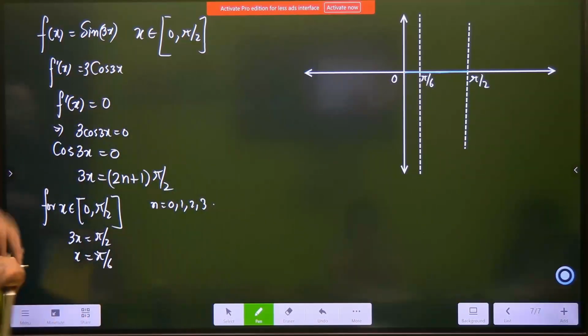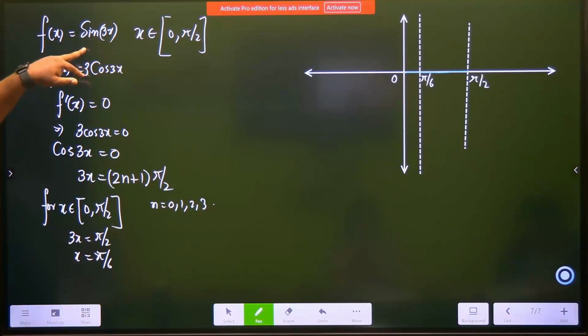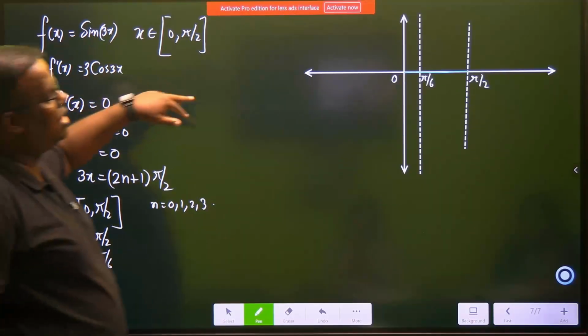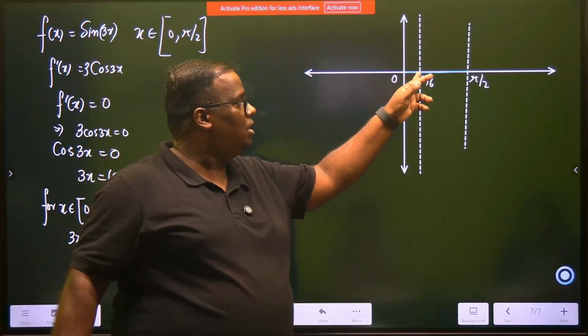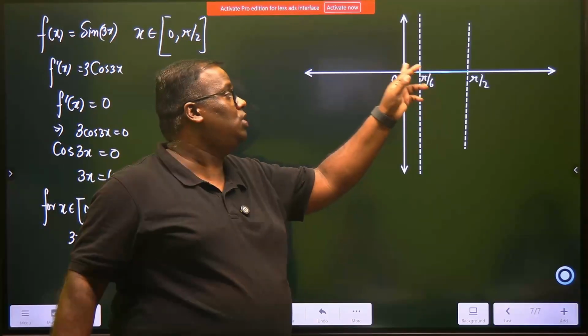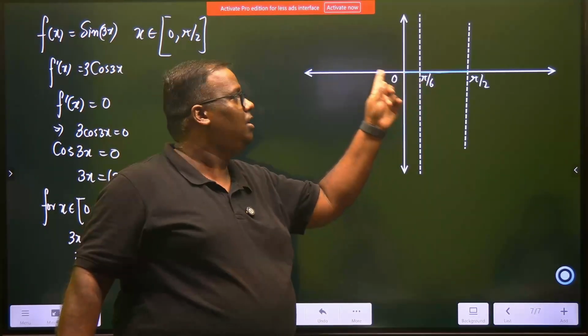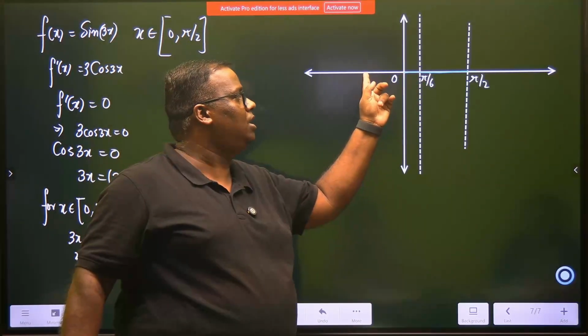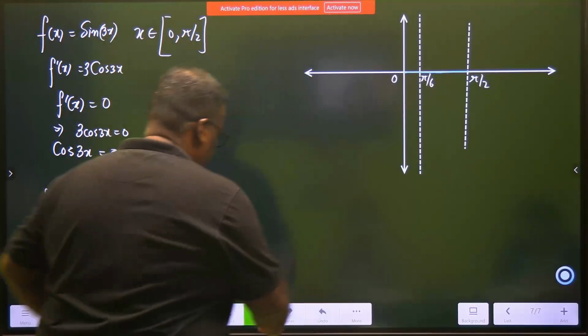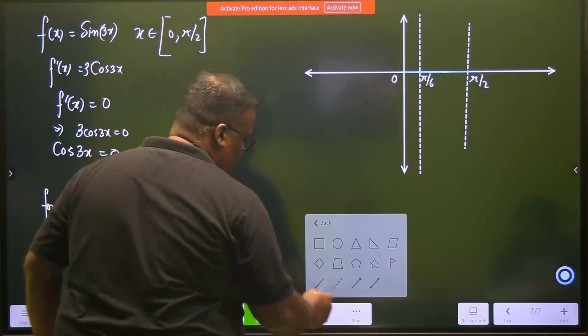Alright children, the function is sine 3x. Sine 3x's derivative is cos 3x. Cos 3x will show a 0 value here. Usually the cos function shows 0 where? The cos function will show 0 here and here. Look. Don't get confused.